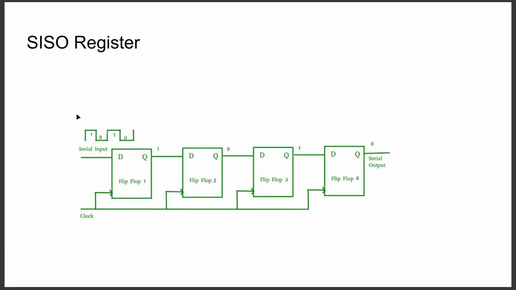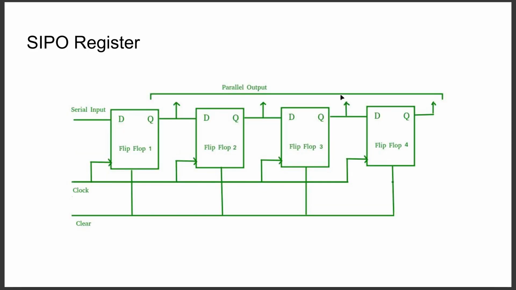So this is an example of a serial in, serial out register. As you can see, the serial input is fed in. On each clock cycle, the input propagates through each flip-flop and comes out on the other end. This is a serial in, parallel out. So the data is fed in serially and propagates through each flip-flop, and once it's loaded in, is able to be read out in a parallel fashion like this.